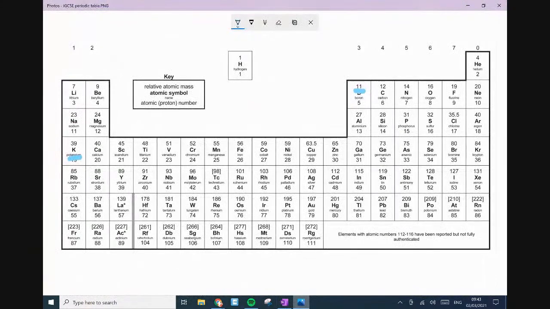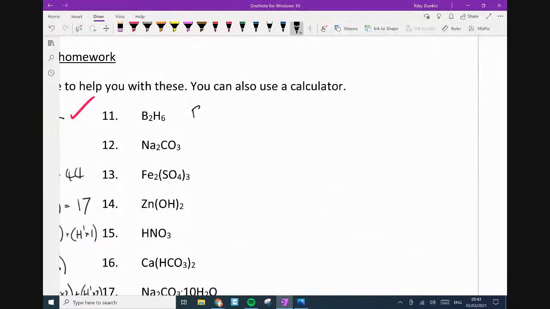So boron was what? 11? Okay. So boron is 11 times by 2 plus hydrogen 1 times 6. Total number. So 11 plus 11 plus 6. So I get a total of 28. Tick it if you got it.